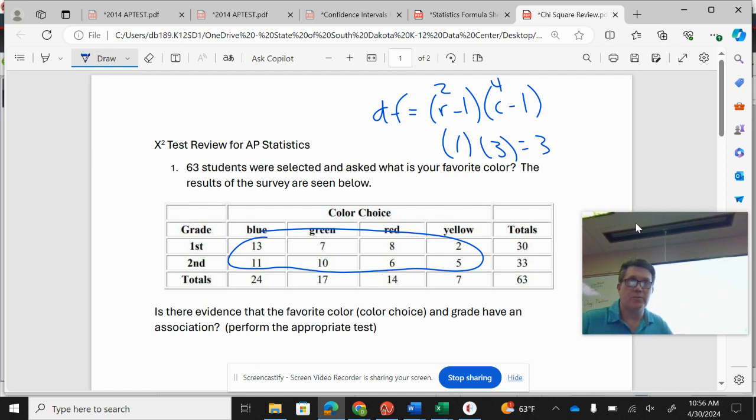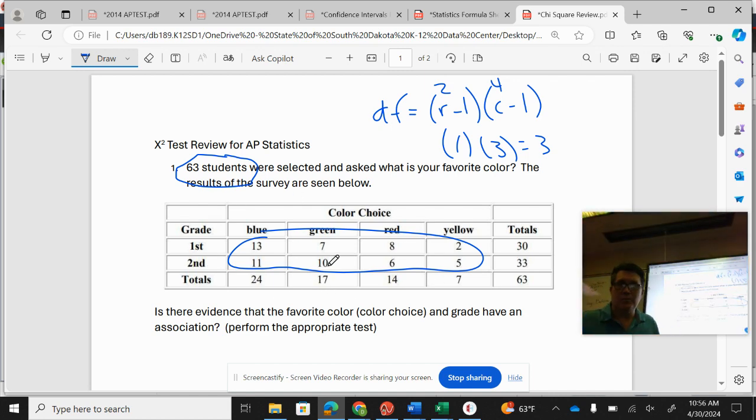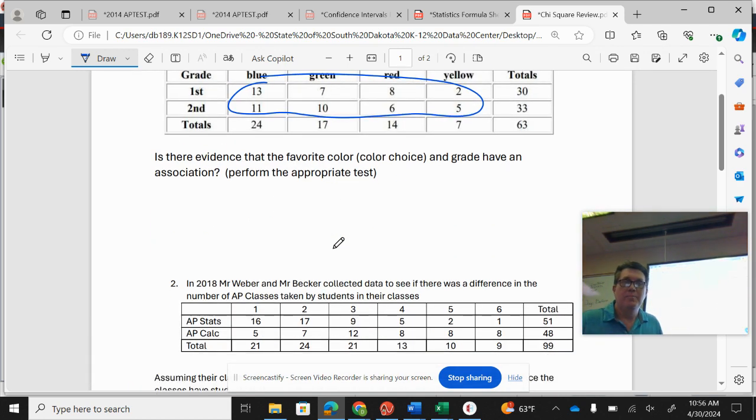So let's read this one. This one says 63 students were selected. It doesn't say they selected first and then second grade students. They just put them in the table. So this one must be the chi-squared test of independence.